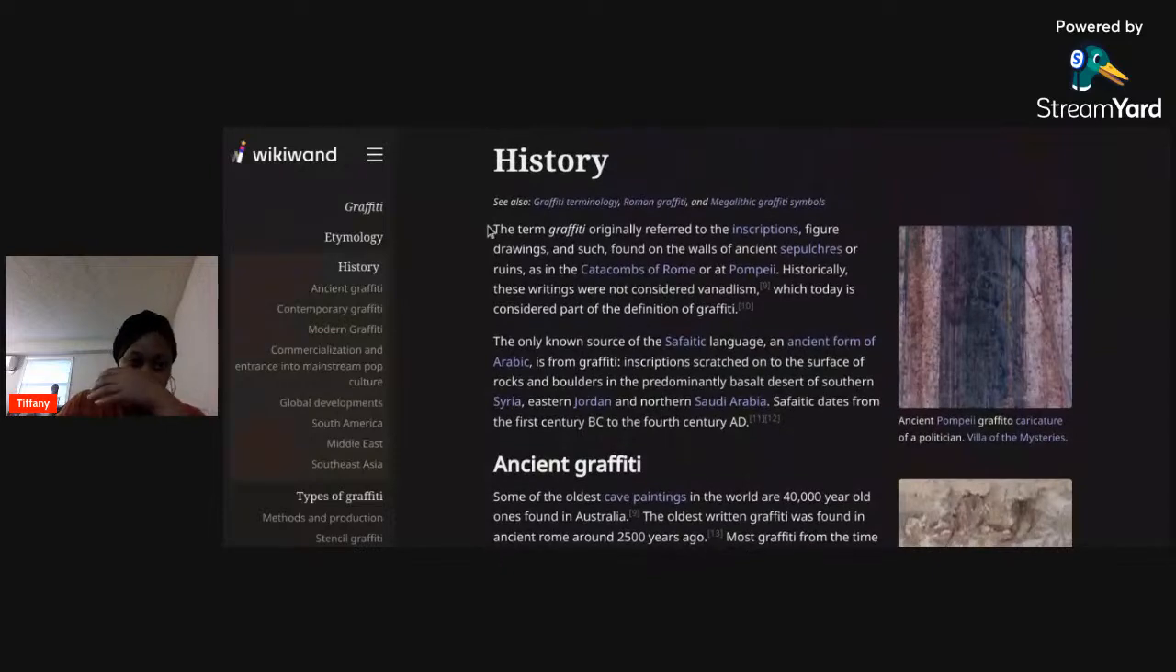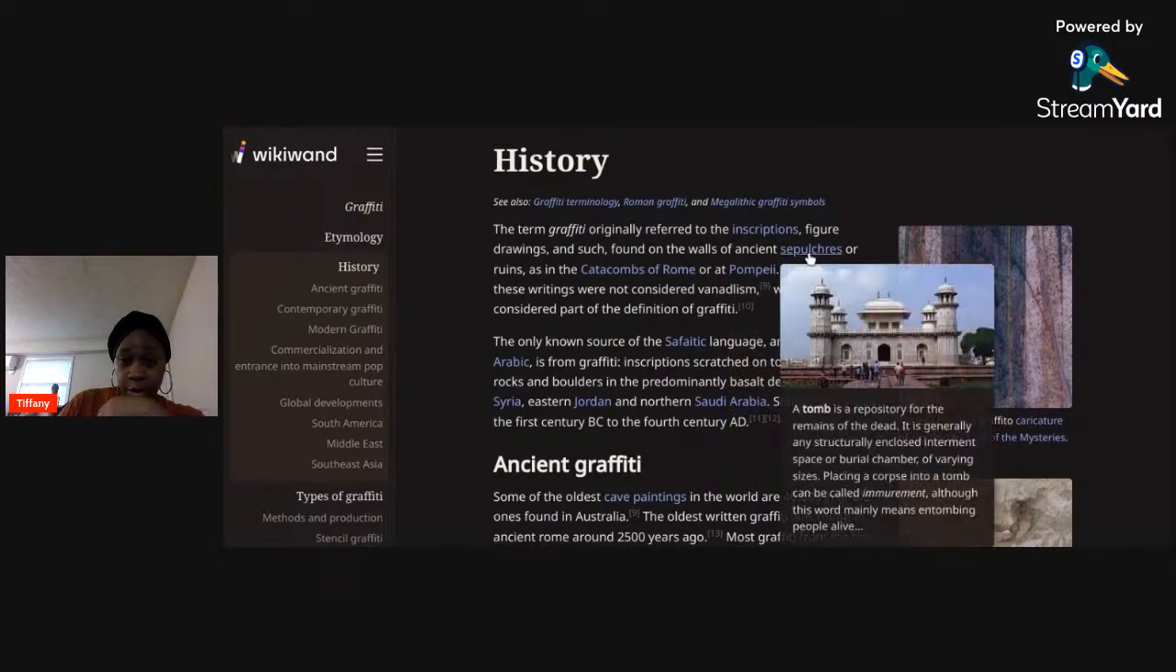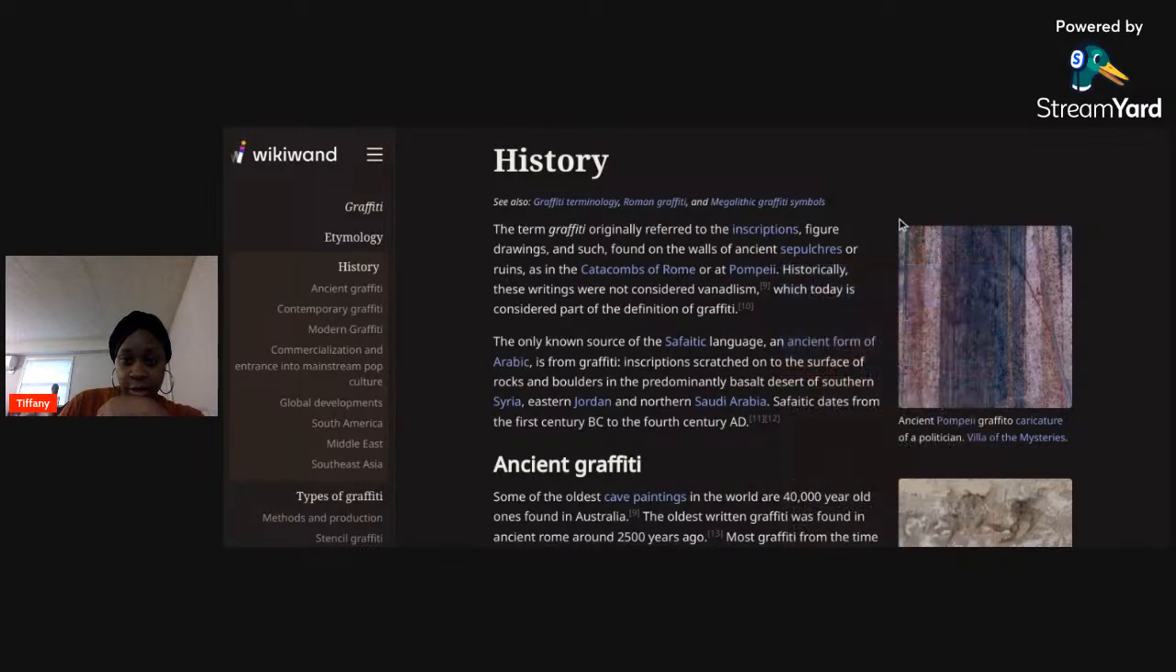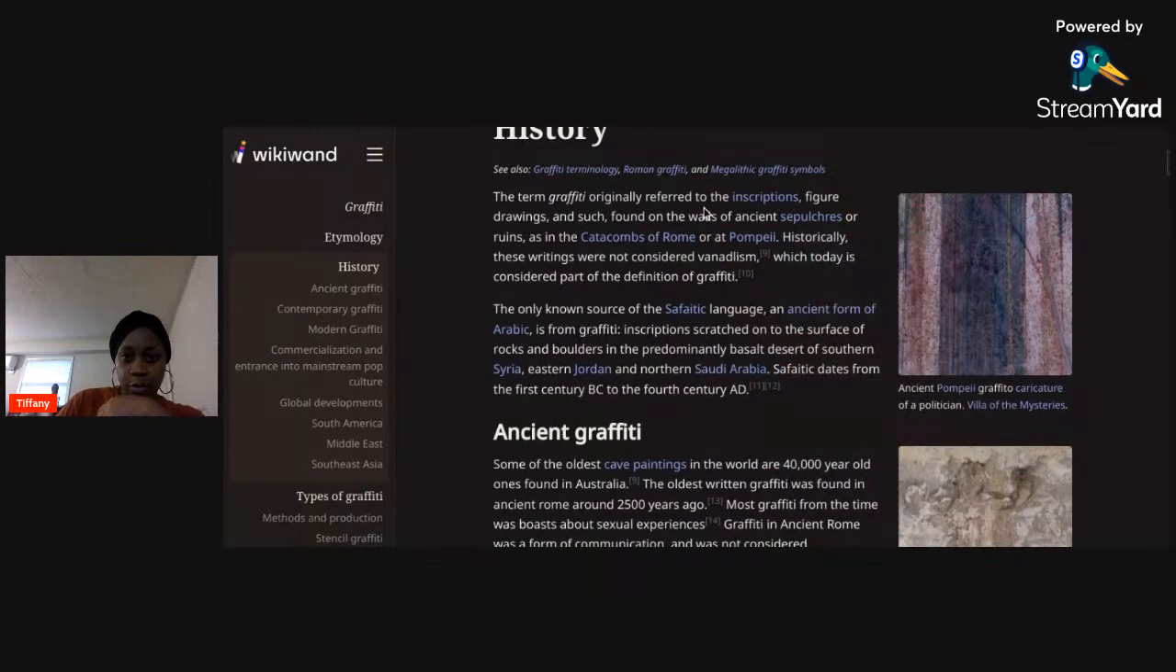So it goes into the history. It says the term graffiti originally referred to the inscriptions, figure drawings, and such found on the walls of ancient, which, well, this word right here means tomb actually. So it was found on the walls of ancient tombs or ruins, as in the catacombs of Rome or at Pompeii. Historically, these writings were not considered vandalism, which today is considered part of the definition of graffiti.